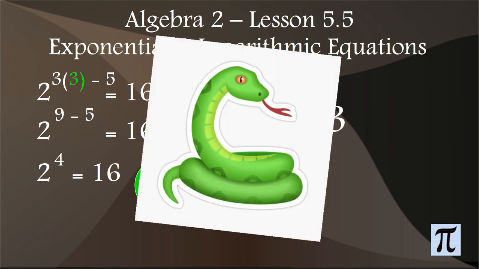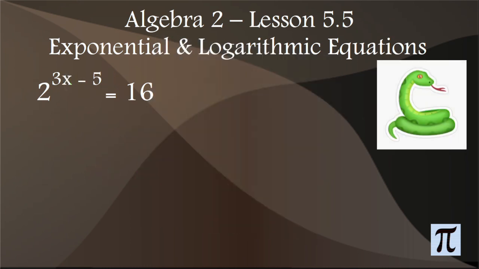But it turns out there's a sneakier way we can do this. Going back to the original equation, 2 to the 3x minus 5 is equal to 16. The sneaky part is looking at the base of both sides of the equation. We've got a 2 on the left side and a 16 on the right side. 16 happens to be a power of 2. So we can rewrite 16 as 2 to the 4th.